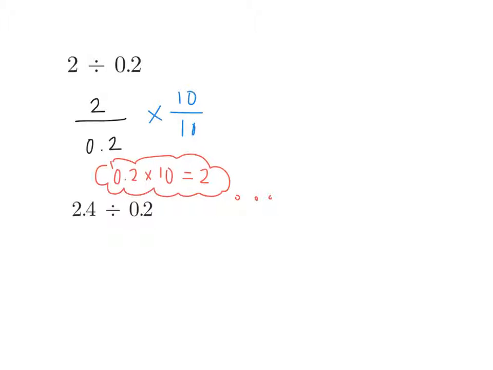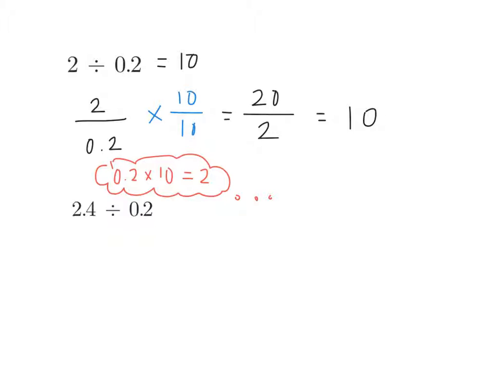Okay. And then when I do that, what do I have in my numerators? What's 2 times 10? 20. And then what's 0.2 times 10? 2. So I have 20 over 2. Can I simplify that? What's 20 divided by 2? 10. So what's 2 divided by 0.2? 10. Do you see how we can convert it to a fraction to help us solve these problems? Let's try it with the next problem.